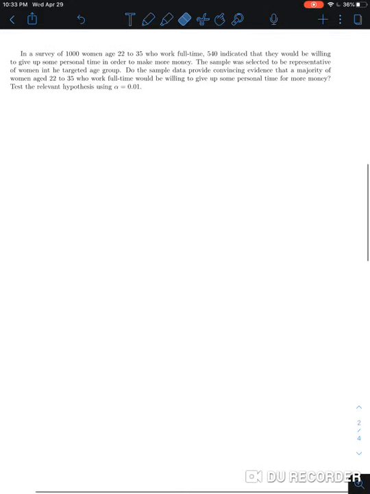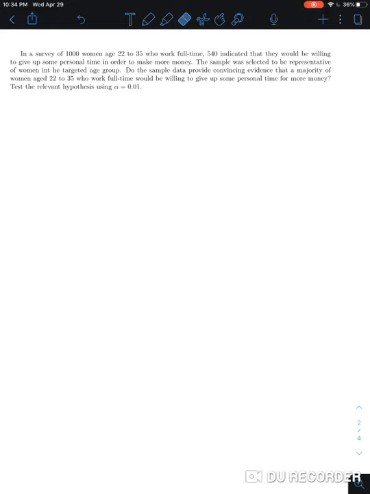So in a survey of 1,000 women aged 22 to 35 who work full-time, suppose 540 indicated that they would be willing to give up some personal time in order to make more money. The sample is selected to be representative of women in the targeted age group. So the question is, do the sample data provide convincing evidence that a majority of women aged 22 to 35 who work full-time would be willing to give up some personal time for more money? So test the relevant hypothesis with alpha equals 0.01.